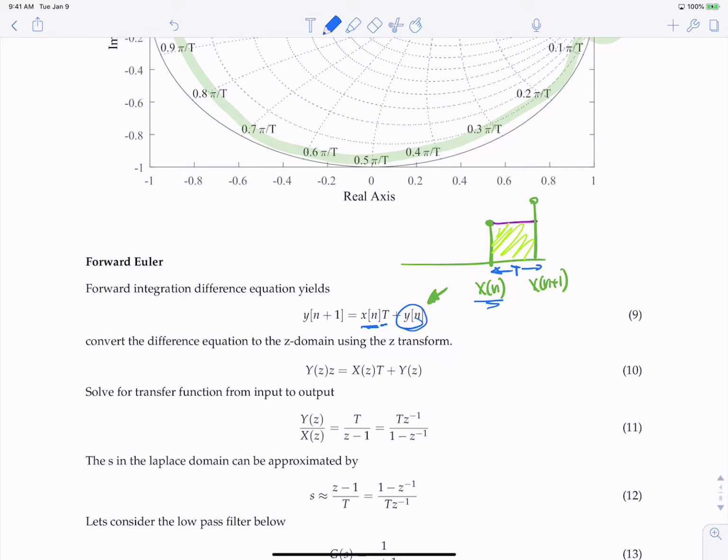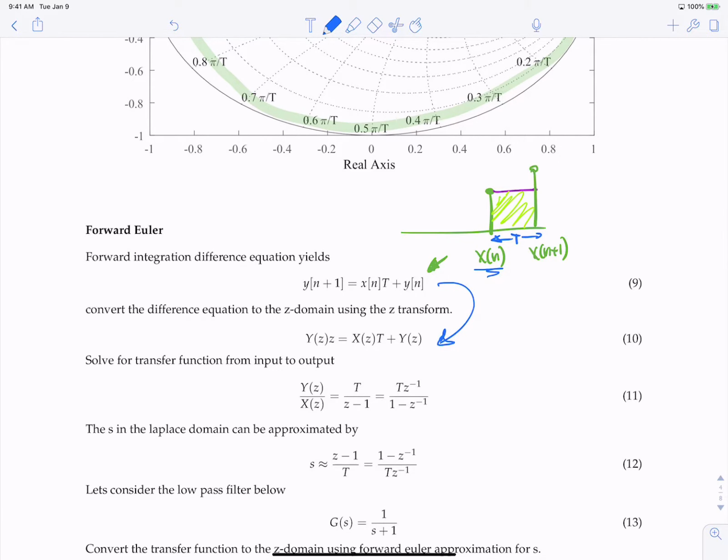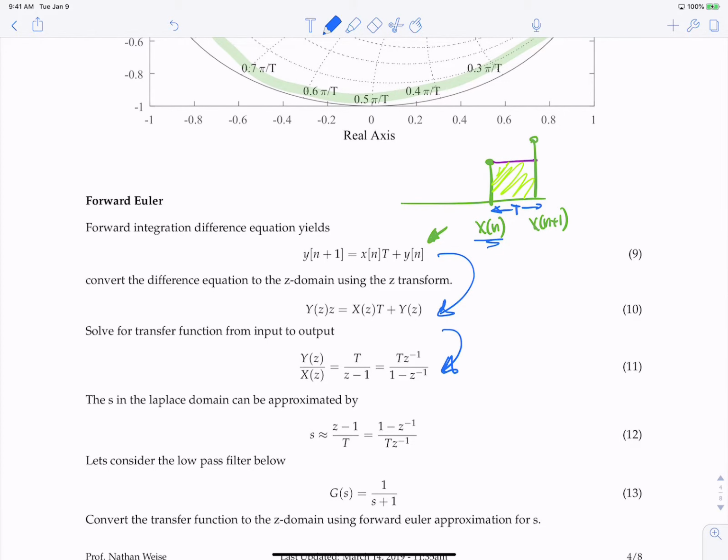It's not trapezoidal. It's not as good as trapezoidal in terms of approximating an integrator, but this is generally called forward Euler. Again, this difference equation is very simple to write down. The next output will be the current output plus the current value times T. So this is our forward Euler. Now we can go ahead and z-transform this. It's not hard to do from here to here. If we z-transform this and solve for the transfer function, Y of z over X of z, we end up with this. And take a look at equation 11 again.